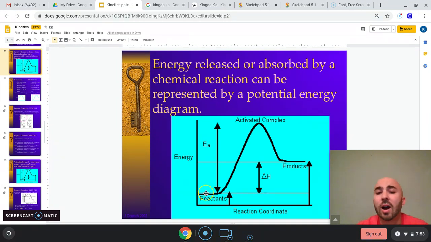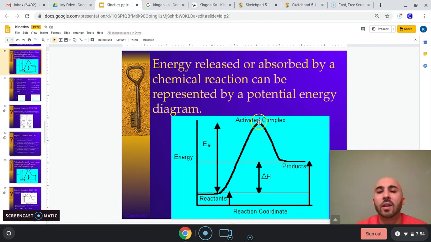The way that we describe this is through the term activation energy. If you see EA here, EA represents activation energy, and it's the amount of energy needed to go from the reactants all the way to the top of the potential energy diagram. The very top has a name as well. That part is called the activated complex. So this activation energy, or EA, is the amount of energy to go from the reactants all the way to the top, which is called the activated complex.